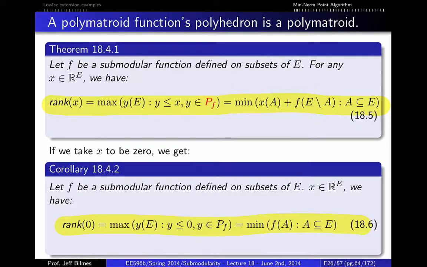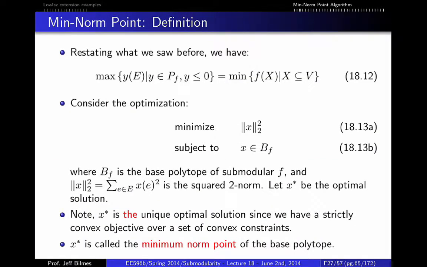On the right-hand side of equation 18.6, we have the submodular function minimization problem. And here's the minimum norm point definition again. So here's, again, that theorem. The definition of the problem is to find the smallest 2 norm in the base. So we have to be in the base. This is the squared 2 norm. And X star is the optimal solution.